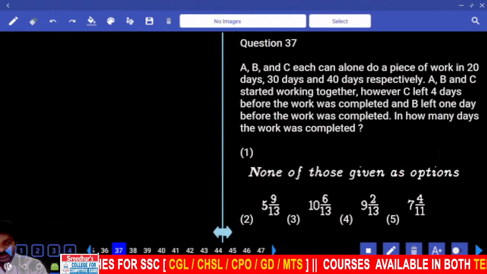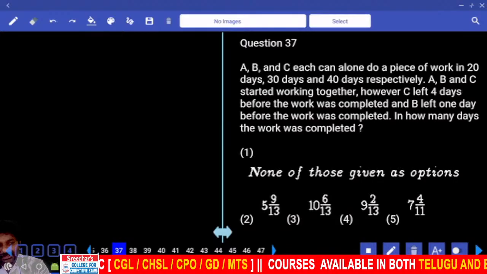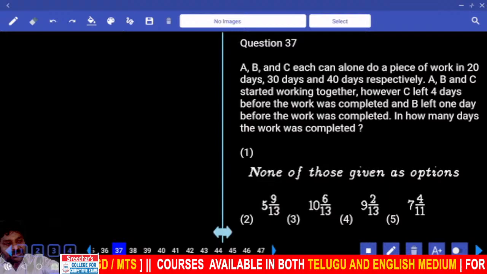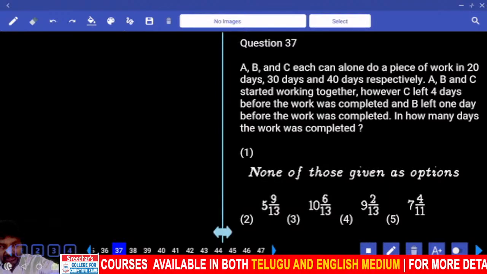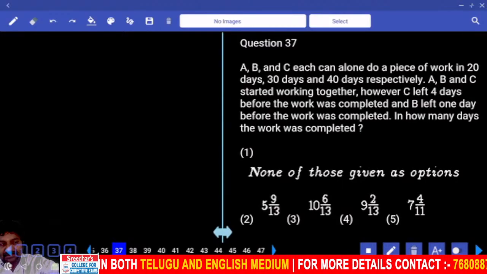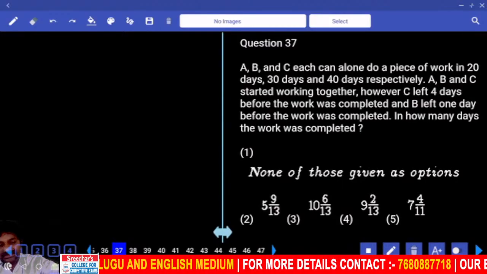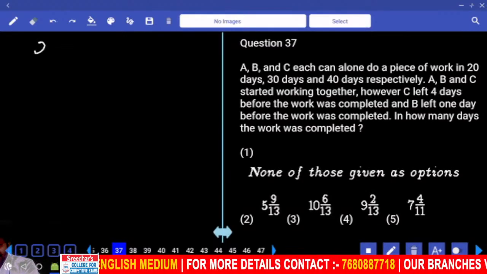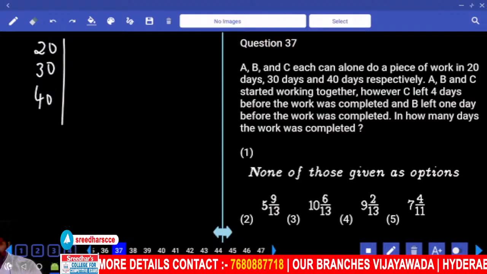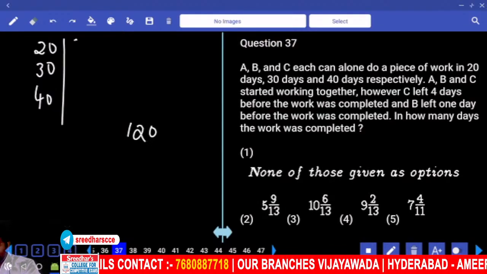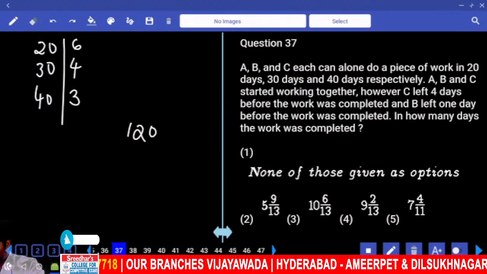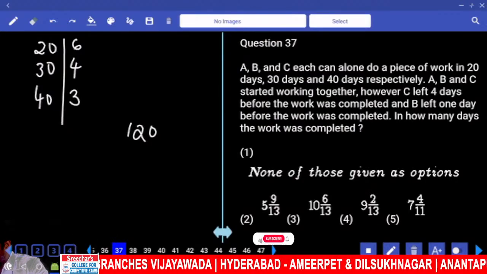A, B, C can each alone do a piece of work in 20, 30, 40 days respectively. A, B, C started working together, however C left 4 days before the completion of work and B left 1 day before the work was completed. In how many days was the work completed? A, B, C: 20, 30, 40. LCM 120. A does 6 units, B does 4 units, C does 3 units. Who started? All 3 started.